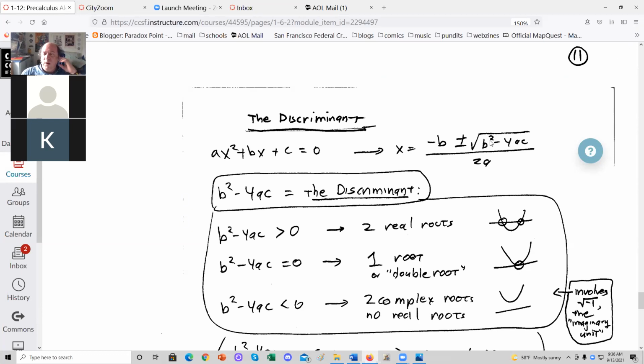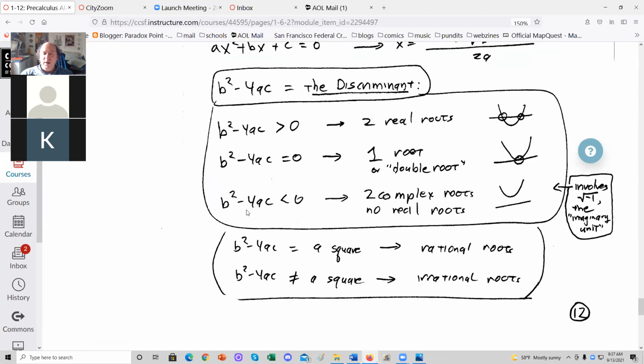So, this b squared minus 4ac is called the discriminant. If it's positive, there are two real roots. The graph y equals ax squared plus bx plus c crosses the x-axis at two places. If b squared minus 4ac equals 0, then the graph touches the x-axis at one spot only, one root, often called a double root. And if b squared minus 4ac is negative, then the parabola misses the line entirely, so there are no real roots. There are two what are called complex roots that involve the square root of negative 1, a new kind of number.